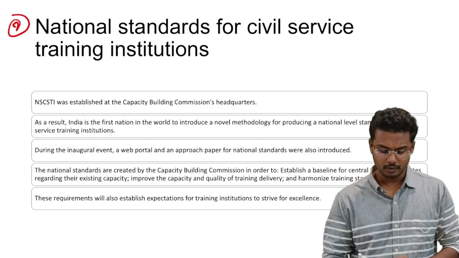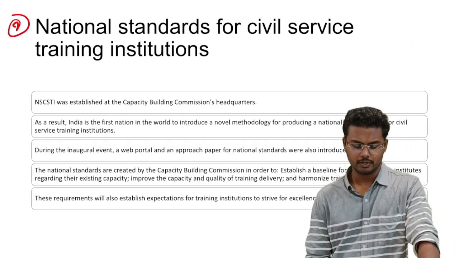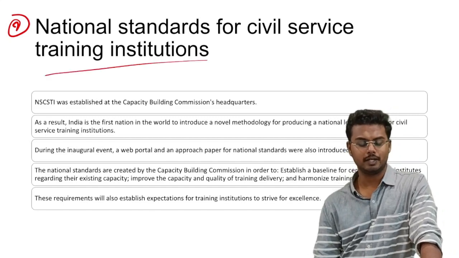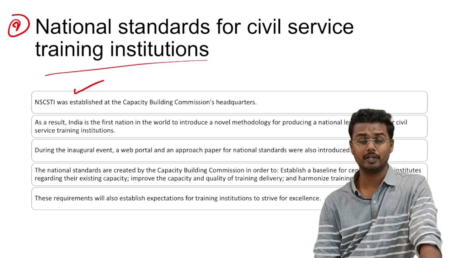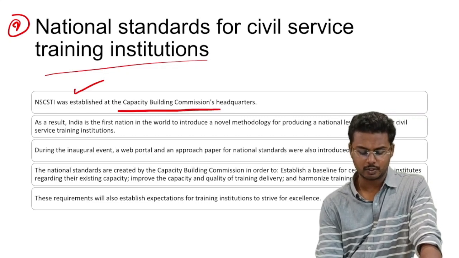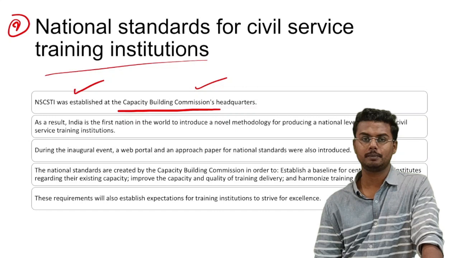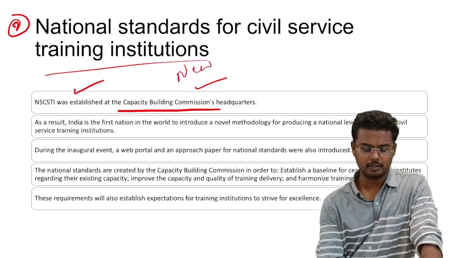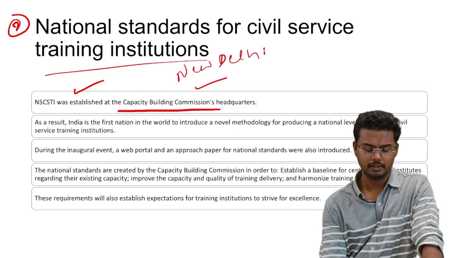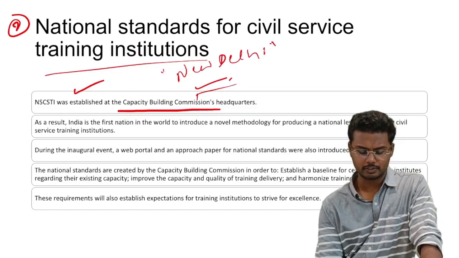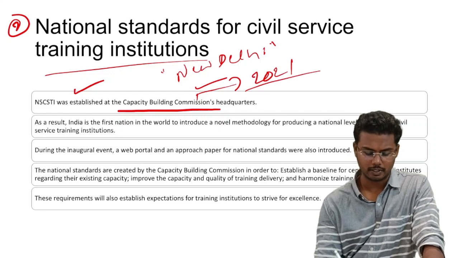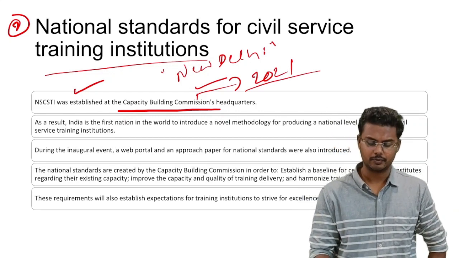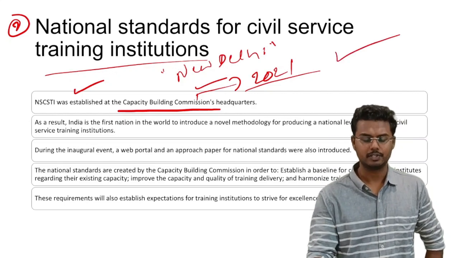Next, the National Standards for Civil Service Training Institutions. What is it? It's a standard which was recently established at the Capacity Building Commission's headquarters. Where is it located? It is located in New Delhi, the national capital. And this commission was established in the year 2021. And here, in this headquarters, the National Standards for Civil Service Training Institutions has been established.